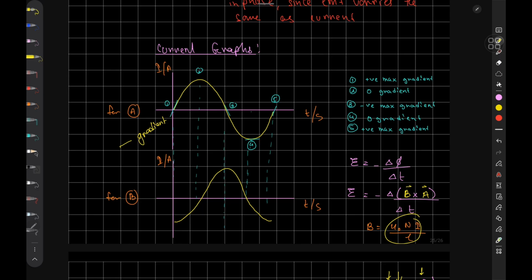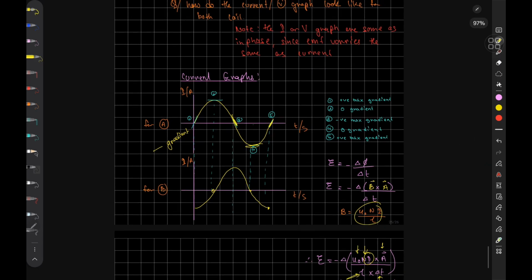Now over here, point 2, what do I have? I have a gradient of 0. So the current induced in the secondary coil is 0. Next, again, I have a negative maximum gradient. So negative of negative gradient is what? Positive maximum gradient. Positive maximum value. So I have the positive maximum value, and then the same for this. This is gradient 0, so 0 value over here. This is gradient is maximum, but we take the negative gradient, so it is negative value over here. So this is how the shape of the secondary coil current looks like.